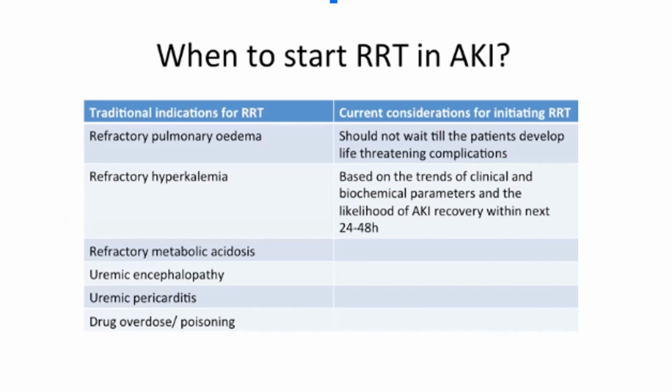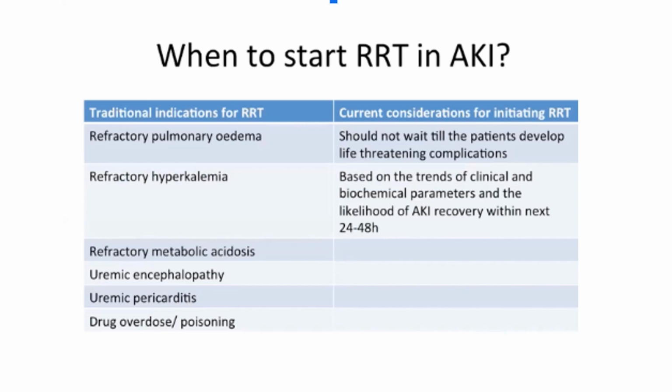What are they? First, volume overload. Second, uremia. And uremia has to be in the severe form, like uremic encephalopathy or uremic pericarditis. Third, refractory hyperkalemia. I am using the word refractory hyperkalemia because there are medical options to reduce potassium to a safer level. When it does not respond to medical treatment, then we call it refractory hyperkalemia. The fifth one is acidosis, which does not respond to intravenous or oral sodium bicarbonate.